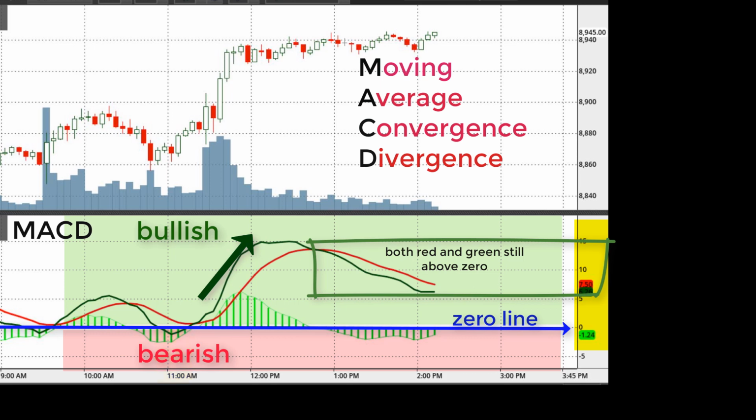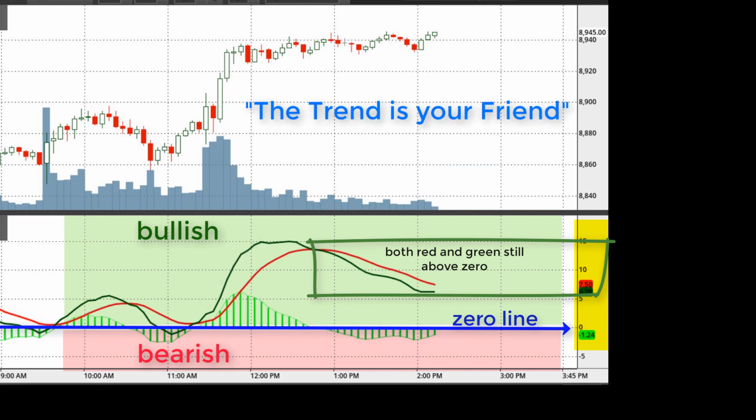Now, rule of thumb, there are exceptions, of course, but general rule of thumb, whenever both the green and red lines are above the zero line, don't sell anything. Conversely, if they're both below the zero line, don't buy anything. That's just a rule of thumb to help you learn how to use the MACD. If you're going to jump in the river, do not swim against the current. Thus the saying, the trend is your friend.